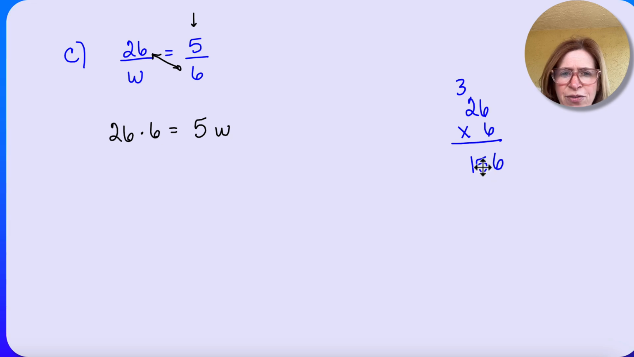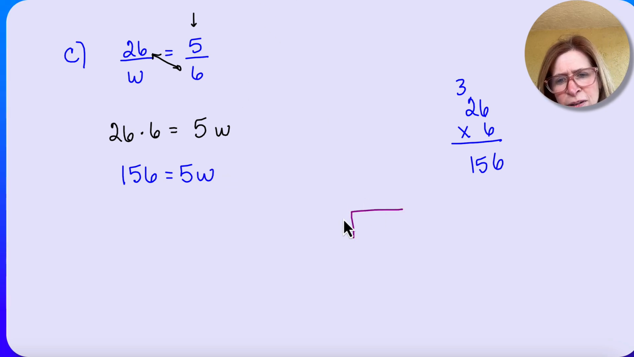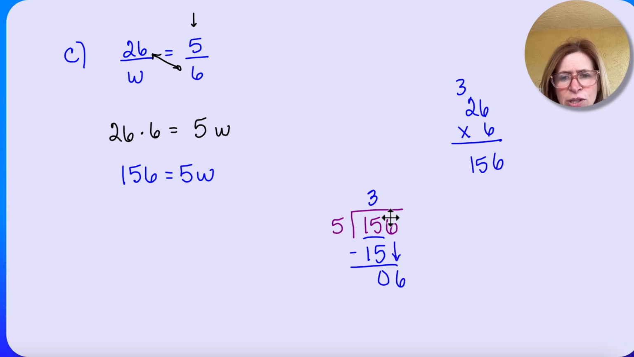Which gives me 156. All right, so now I have to divide. So I'm going to divide 5 into 156. And 5 goes into 15, I know, 3 times, so 3 times 5 is 15. I get 0. I have to bring down the 6. 5 goes into 6 one time. I subtract, and I get 1.